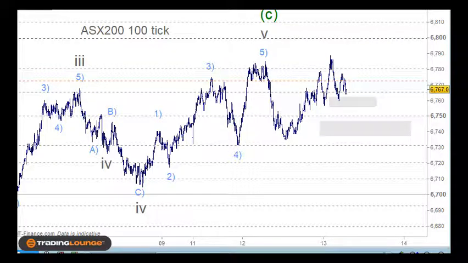I'm starting with the tick chart for the ASX200 because last time we spoke I was counting this up as 1 and 2 and 3 and 4. I was a bit dubious about 4 because it was overlapping wave 1, and then looking for 5 waves up. So we had from wave 4 to wave 5 that 5-wave structure, and yet we have a new high here. So obviously I've made an error somewhere. I'm not quite sure where it is. I'll have a look at that in a moment with you.